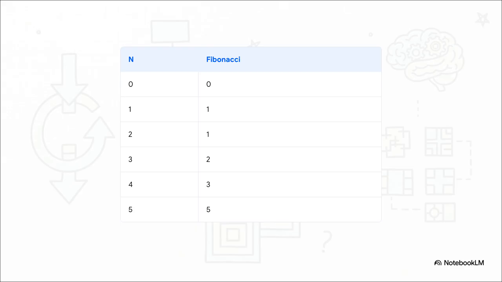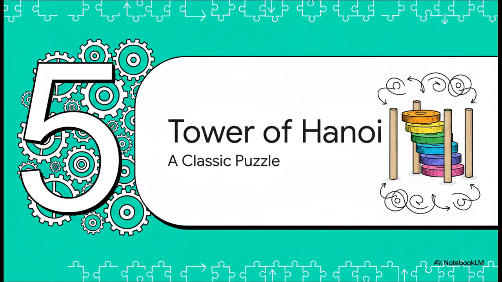To find fib of 5, you have to calculate fib of 4 and fib of 3. But to find fib of 4, you have to calculate fib of 3 all over again. This plants a little seed about a hidden inefficiency in naive recursion. Don't worry though, we are absolutely going to address that when we get to complexity analysis. Which brings us to section 5, the Tower of Hanoi, a classic puzzle.